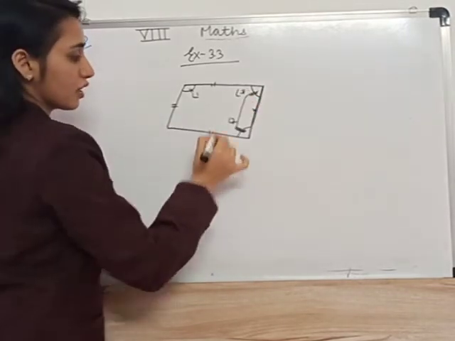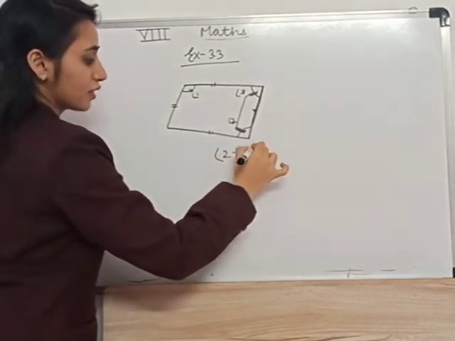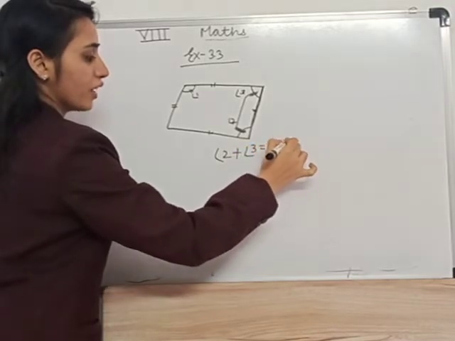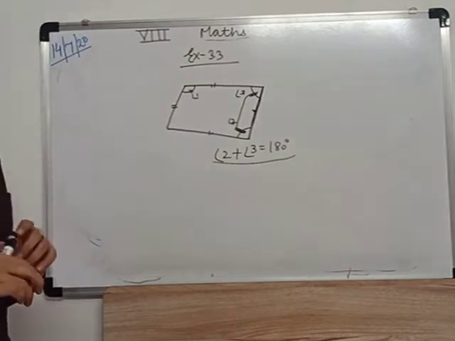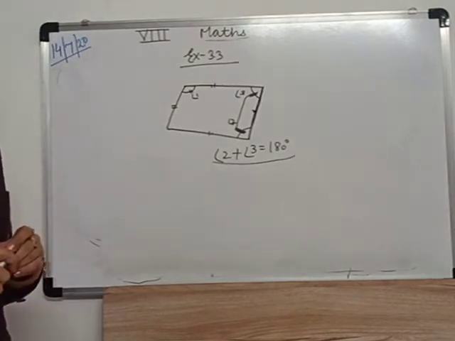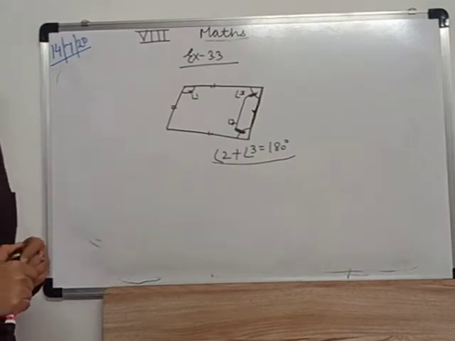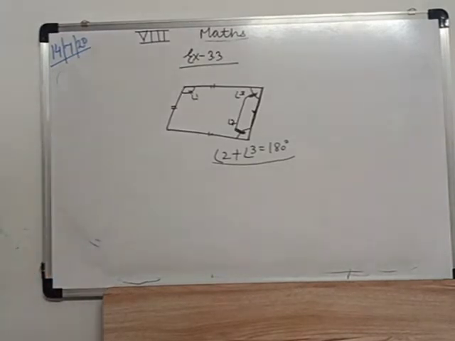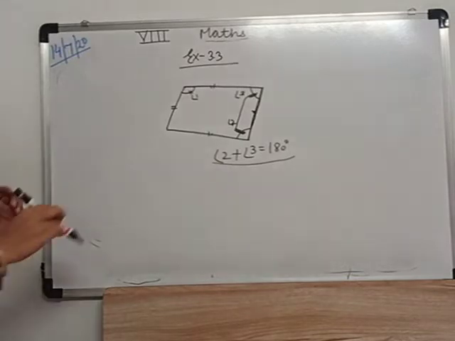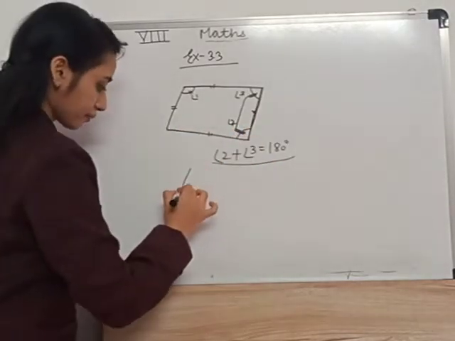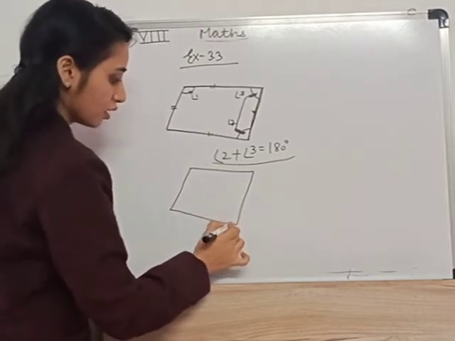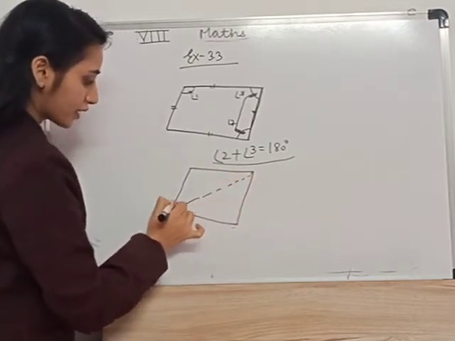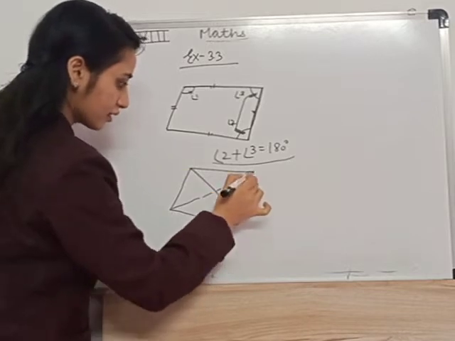So this angle is 3, and angle 2 plus angle 3 is equal to 180. This means the sum of adjacent angles of a parallelogram is supplementary, 180 degrees. And in a parallelogram, the diagonals bisect each other. These are the diagonals.